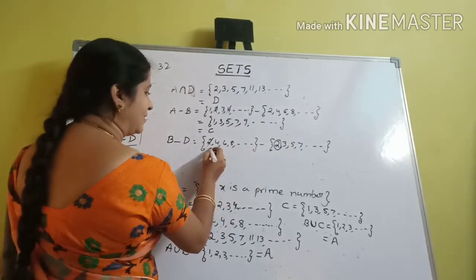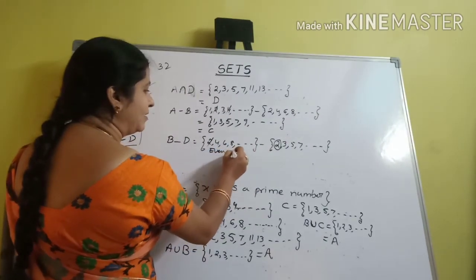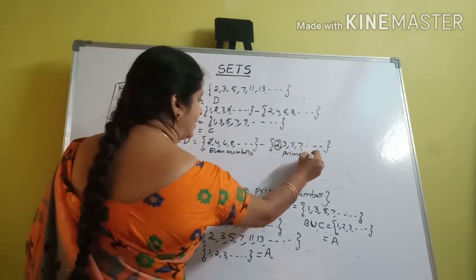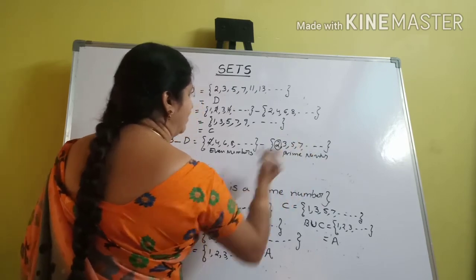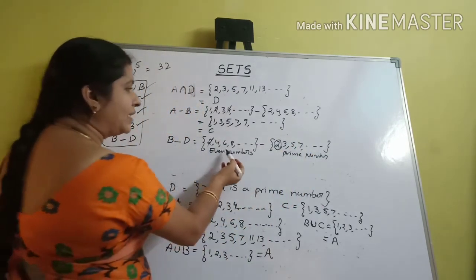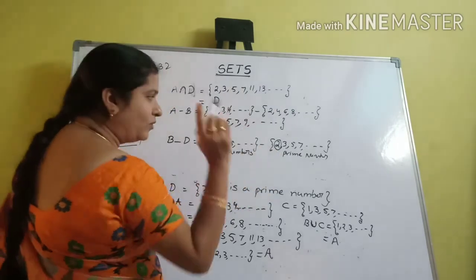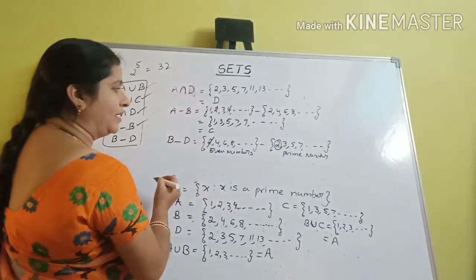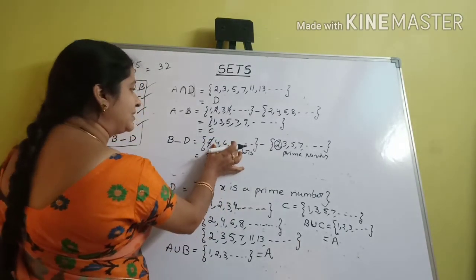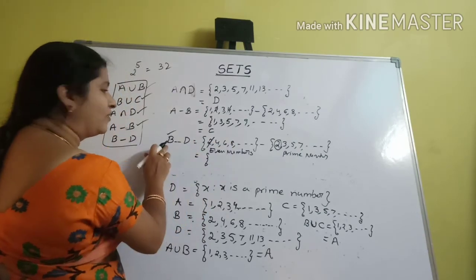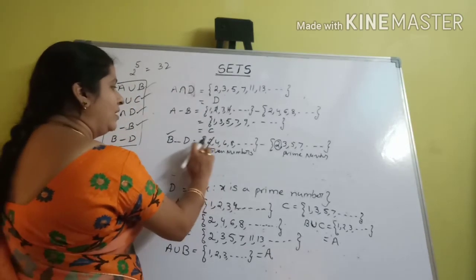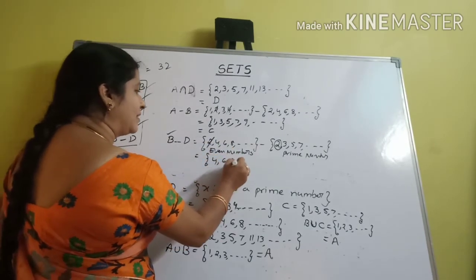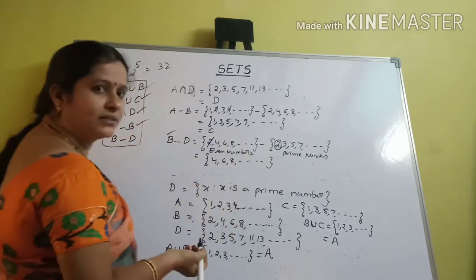This is the even number set. This is the prime number set. So 2 is the first common element. Only one even prime number, that is 2. So here only 2 is taken. So what are the remaining elements in set B? First you have to see set B always. So what are the remaining elements in set B? 4, 6, 8, etc. This is also an infinite set.